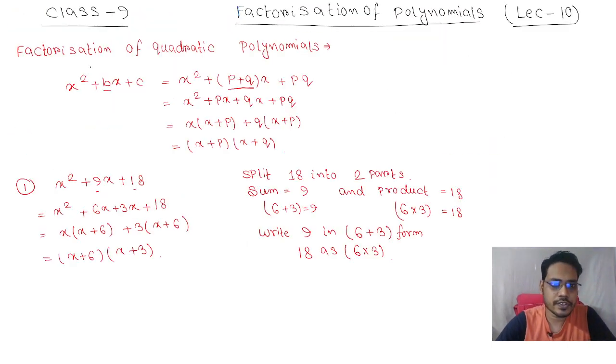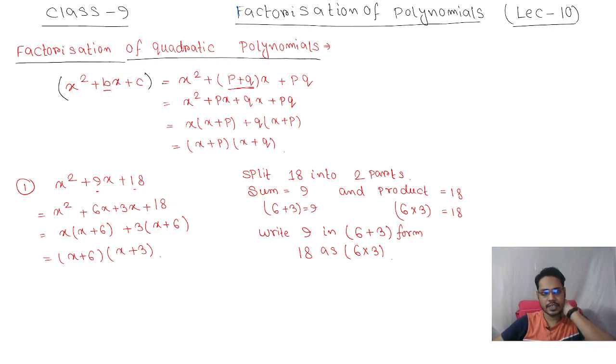Now coming to the revision section. So we learned today how to factorize the quadratic polynomial. The quadratic polynomial, as we know, is in this form, x square plus bx plus c. Now you have to split this b into two parts, suppose p and q, such that the sum p plus q will be b and the product of p and q will be c. This way. That means here we can say x square plus p plus q into x plus pq.